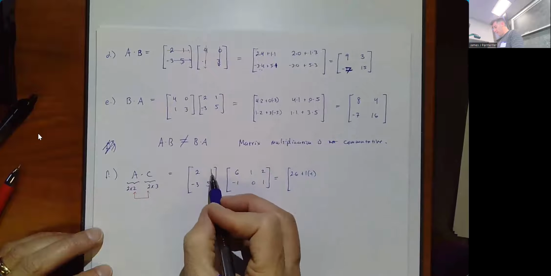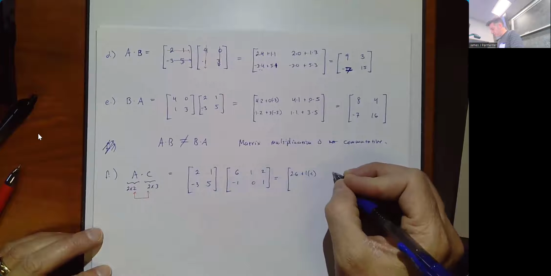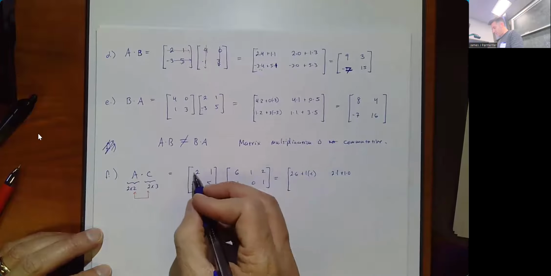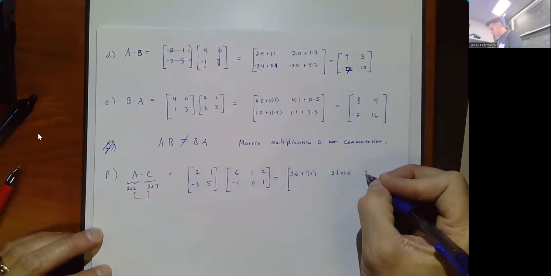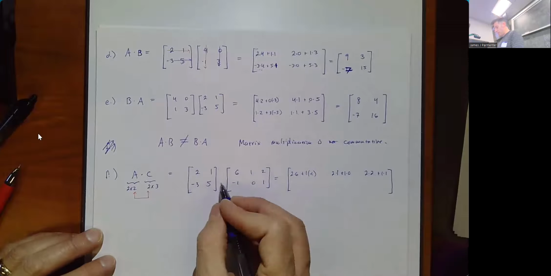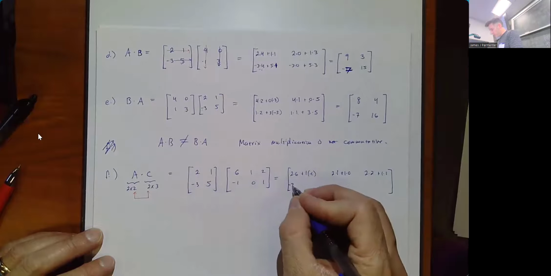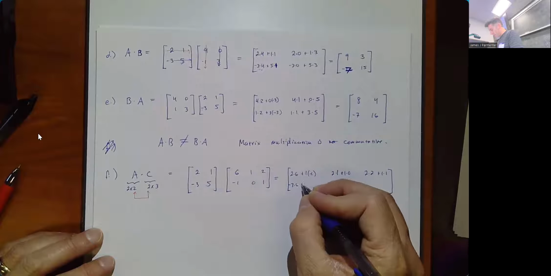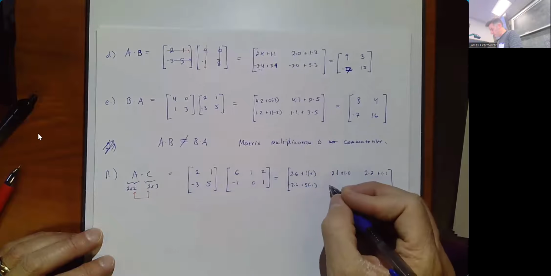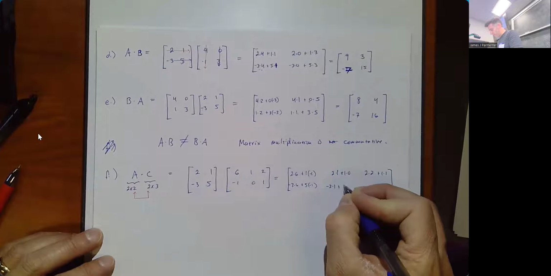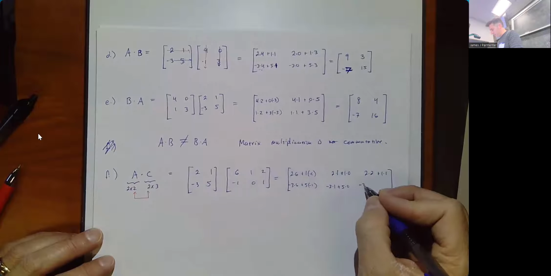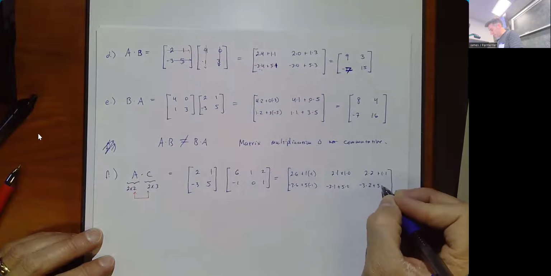And then first row, second column, 2 times 1 plus 1 times 0. And then first row, third column, 2 times 2 plus 1 times 1. And then second row, first column, -3 times 6 plus 5 times -1. Second row, second column, -3 times 1 plus 5 times 0. And second row, third column, -3 times 2 plus 5 times 1.